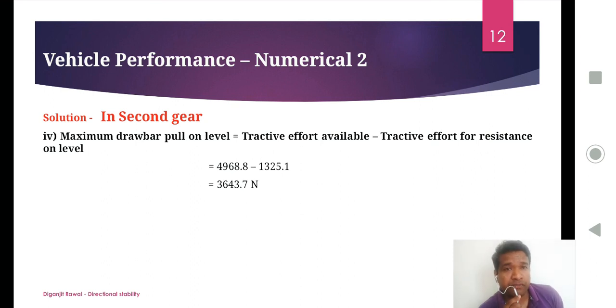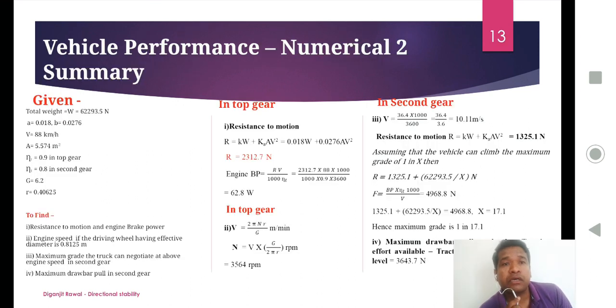So this is about the vehicle performance in second gear as well as in top gear. First two values we find out for top gear, the second two values we have to calculate in second gear. So this is all about a summary of numerical 2.